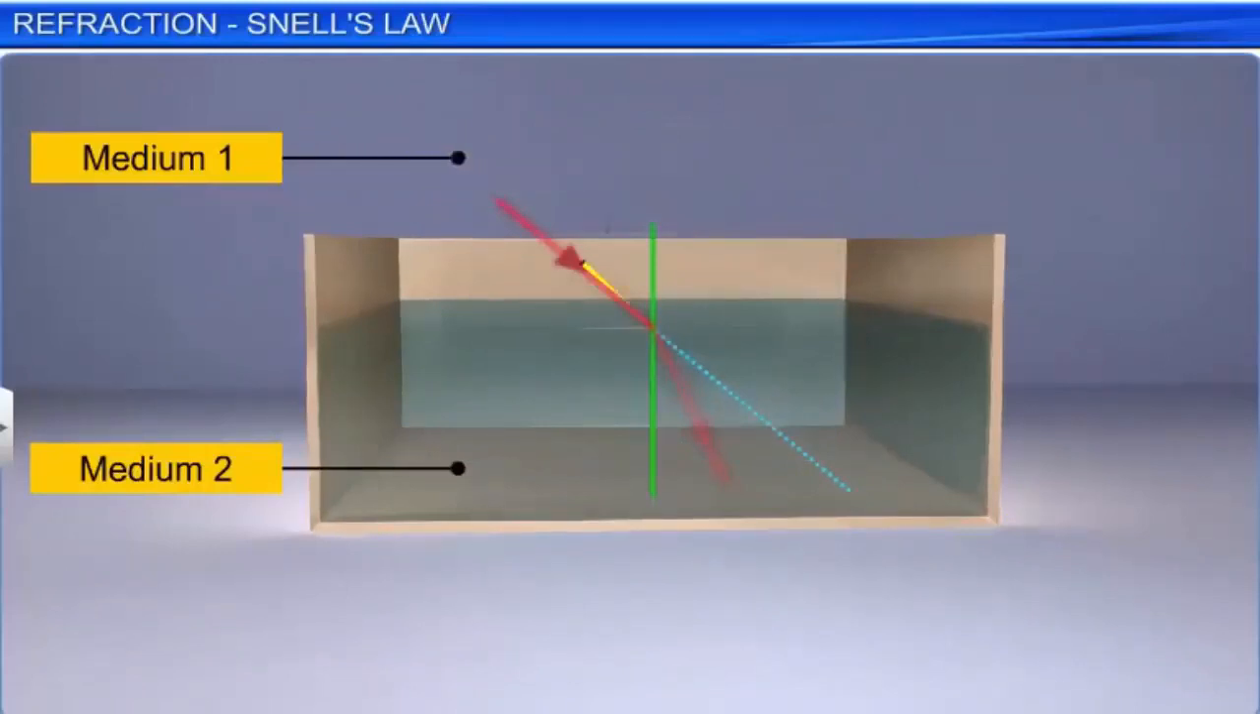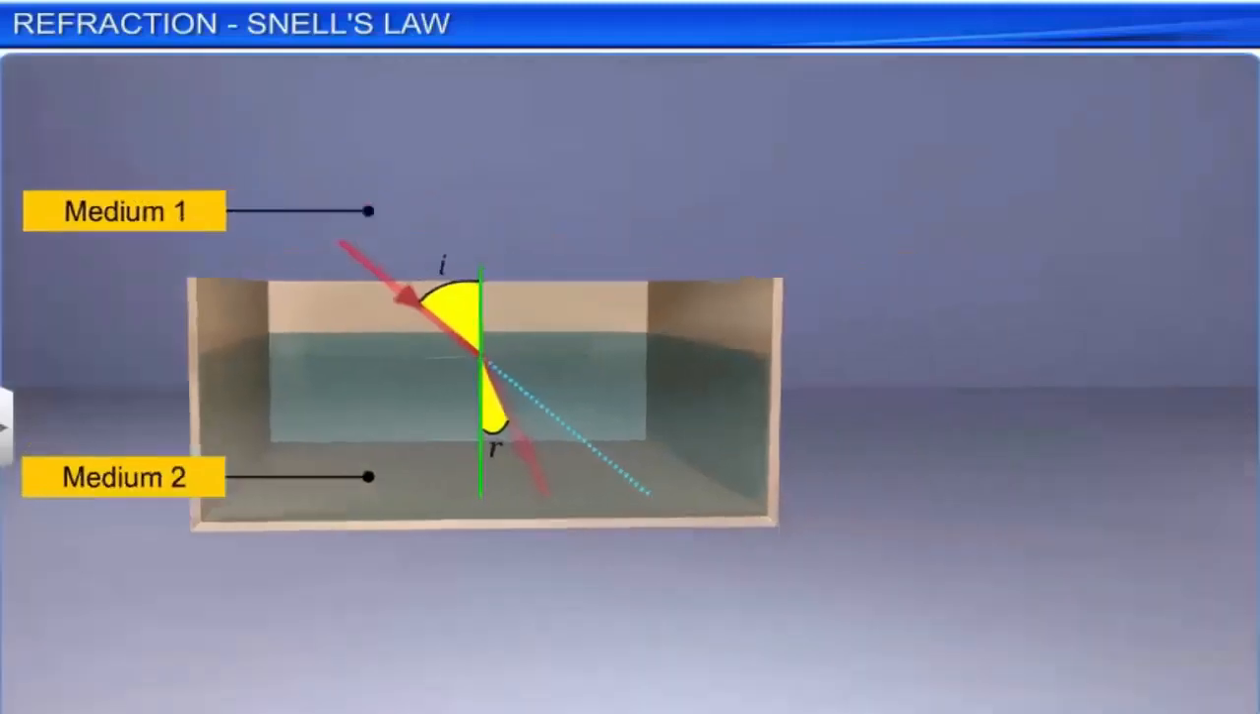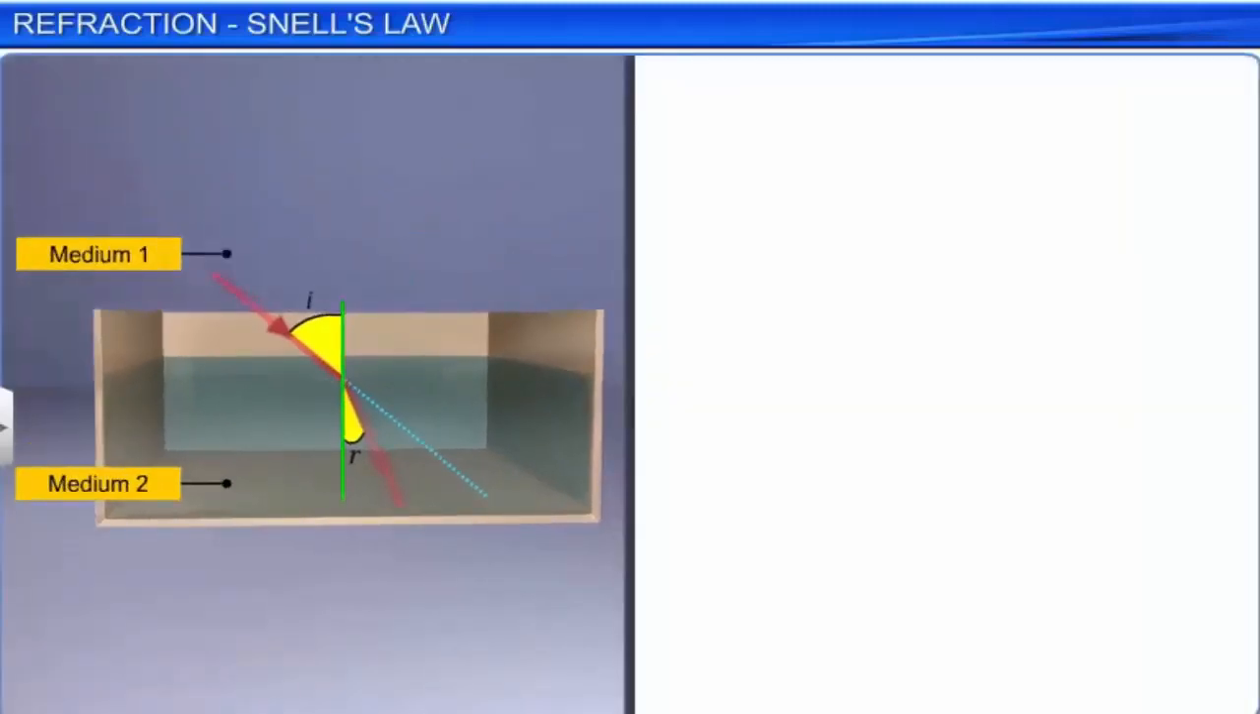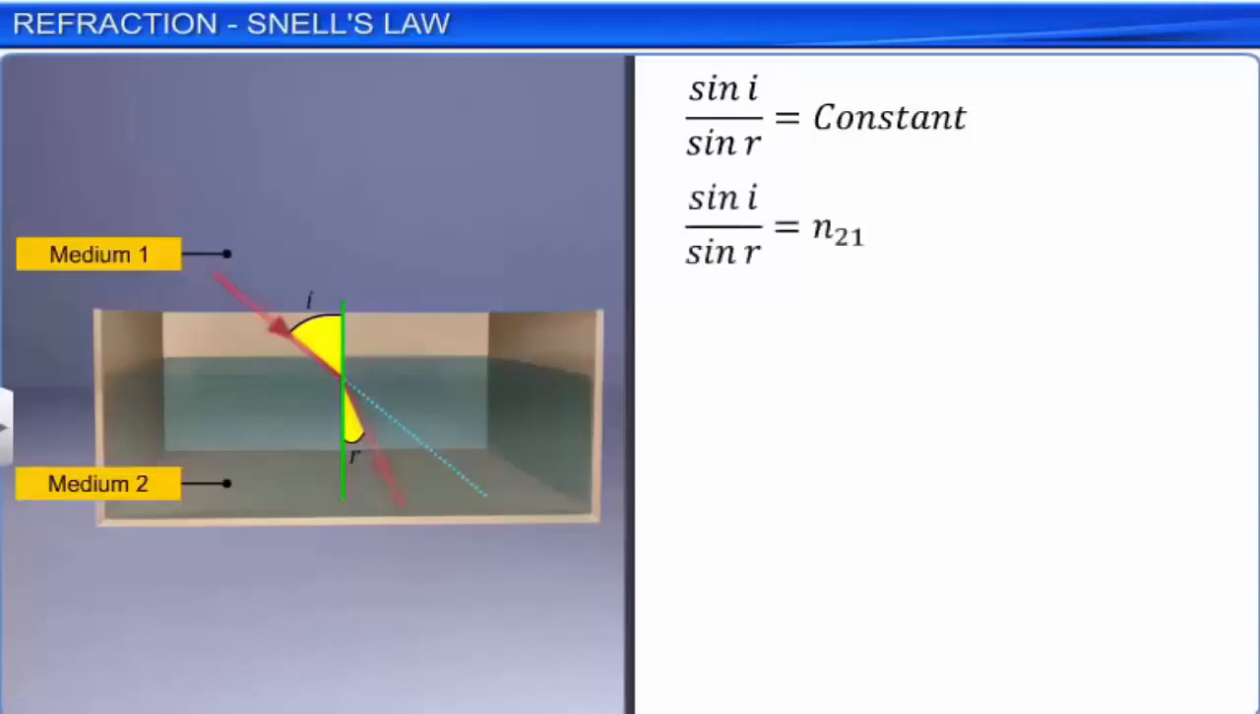is a constant. This can be written as sin i by sin r is constant, and is known as Snell's law. The constant in this equation is called the refractive index of the second medium with respect to the first medium, and is denoted by n21. n21 is a characteristic of the pair of media for a given wavelength of light and is equal to the ratio of the speed of light in medium 1, v1, to the speed of light in medium 2, v2. Let this be equation 2.